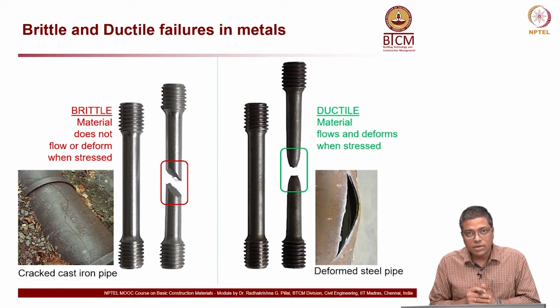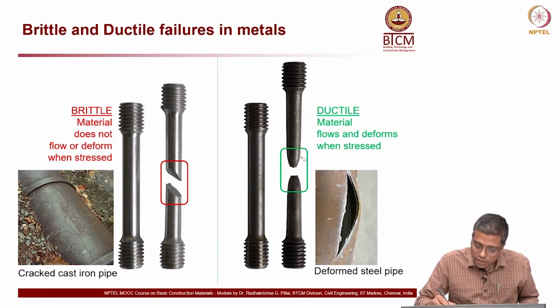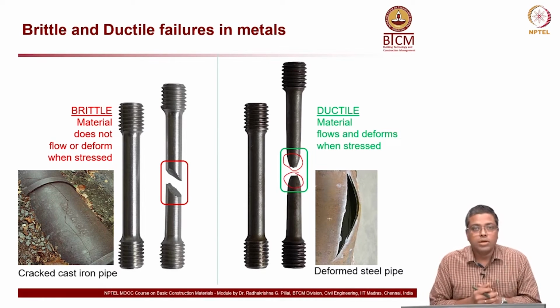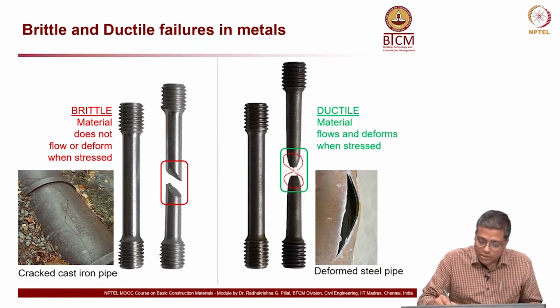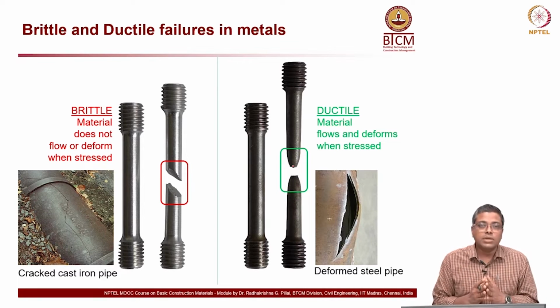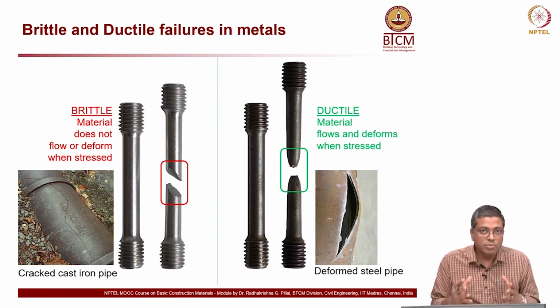Whereas on the right side, you can see the material has flowed. As you pull, it gets narrower, or necking is happening. That kind of flow is happening because the material is more ductile in nature. So, we want this kind of ductile material so that we get enough warning before the structure collapses.